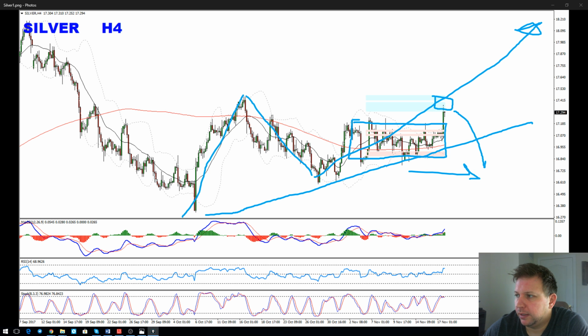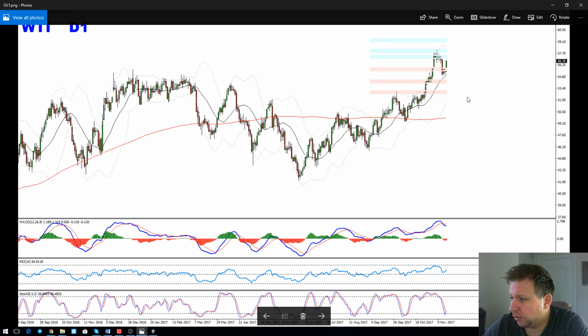That's for the silver. Oil, I remain bullish. I told you that many times, guys. We reached the first target, which was the 57 area, 58. Now we are aiming for the 60 most likely. For me, it's bullish. This is the invalidation level. If it breaks it, game over for the buys.